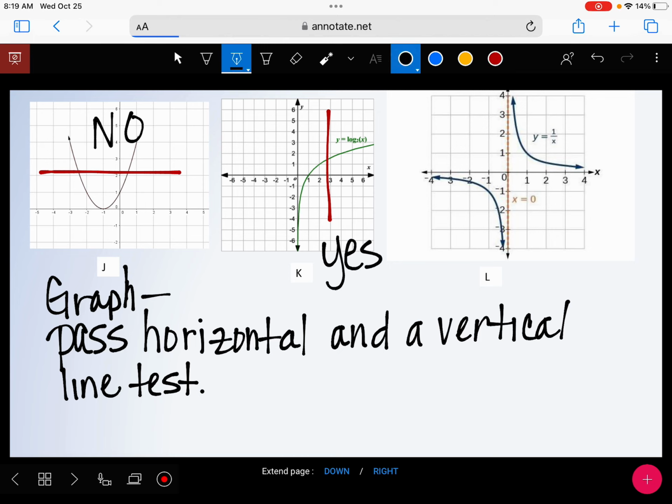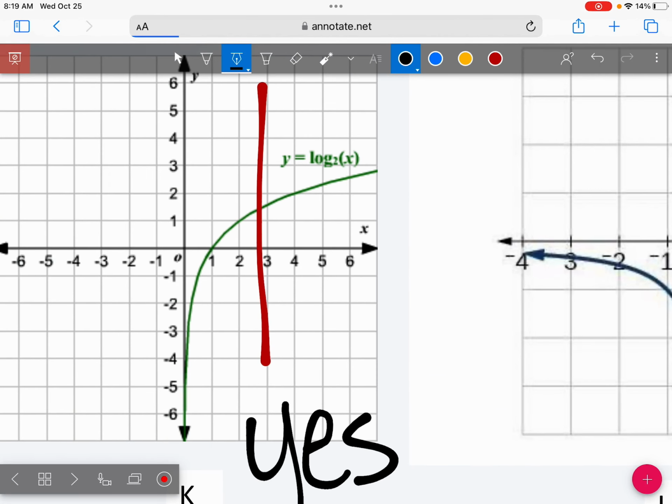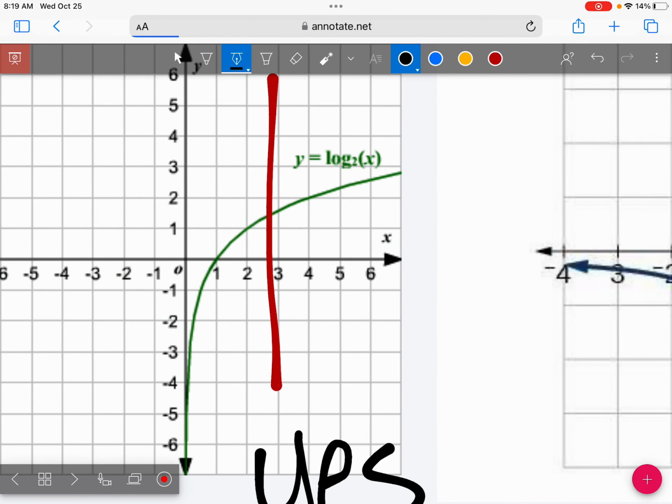Now, if you zoom into this graph, it may look like it's going straight down, but it's really not. It's just decreasing very slowly because there's a vertical asymptote for a log, and we'll talk about that later. But for a logarithm, it is a yes. There are no repeating y or x values.